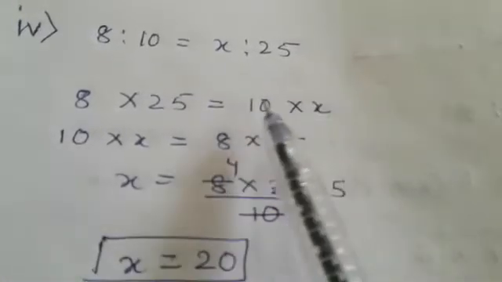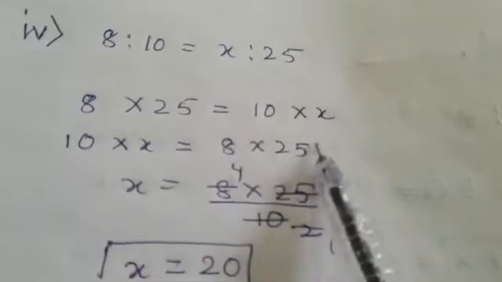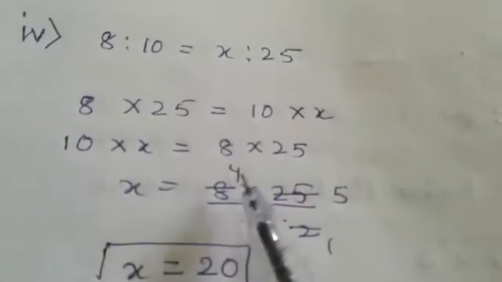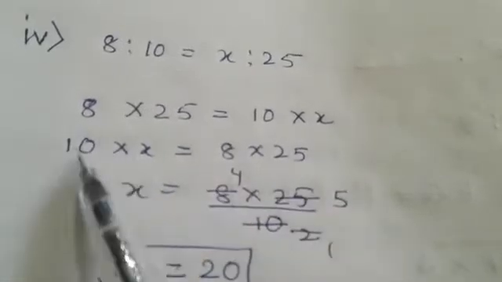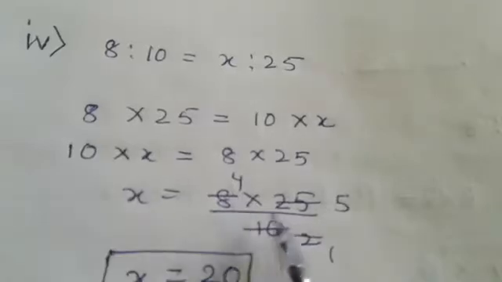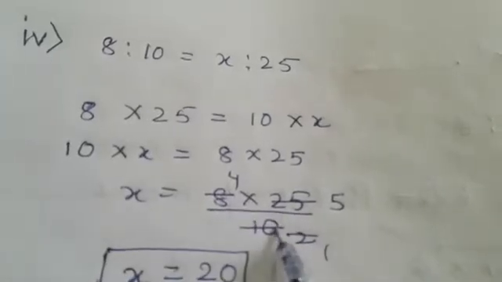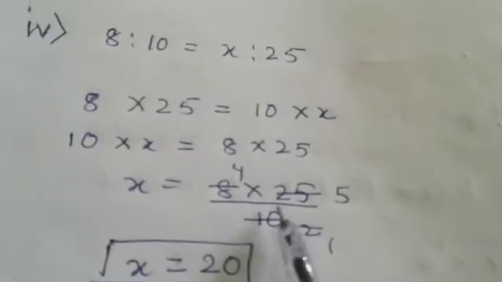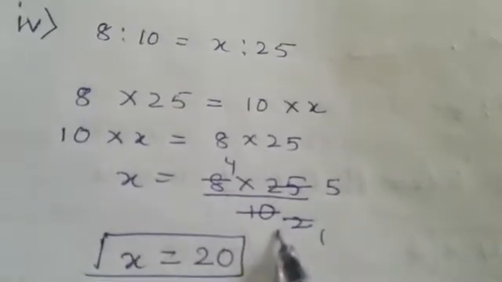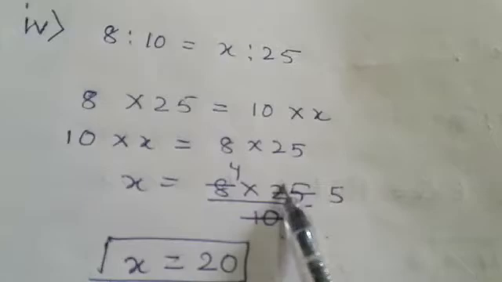So 10 multiplied by x is equal to 8 multiplied by 25. So x is equal to 8 multiplied by 25 upon 10. See, this is in multiplication, so this will become division when it goes to RHS. Okay. So do the cancellation as according to you. Okay, I have used here 5's table.